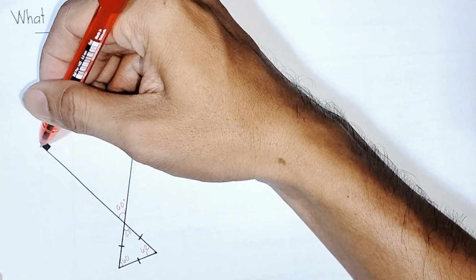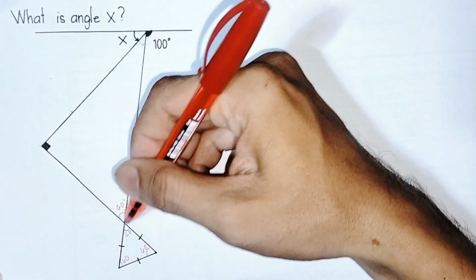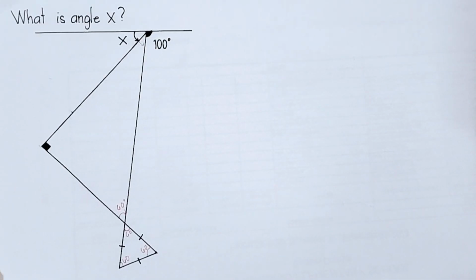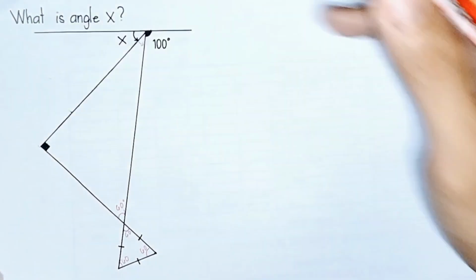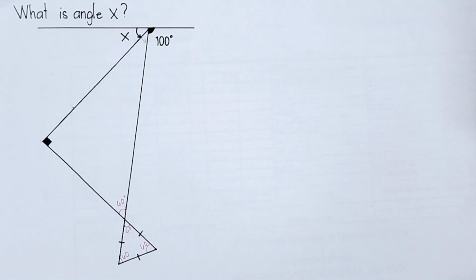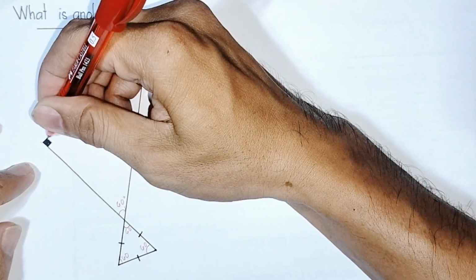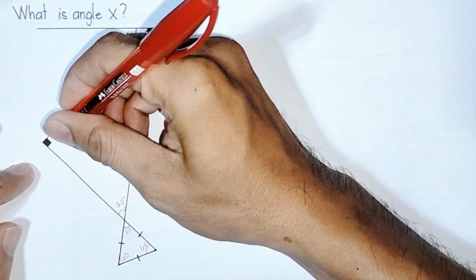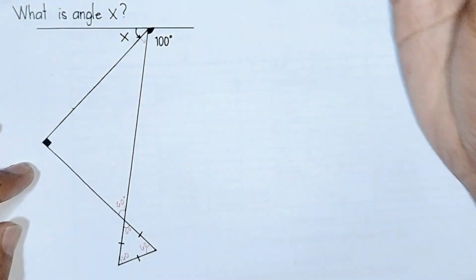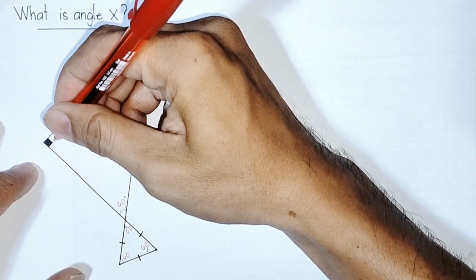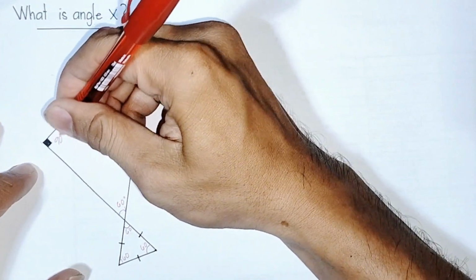Why? Because if you look at this big triangle, that is a right triangle. What do you mean by right triangle? A right triangle is a kind of triangle in which one of the angles measures 90 degrees. Definitely this angle here is equal to 90 degrees or the right angle. So we have here 90 degrees.